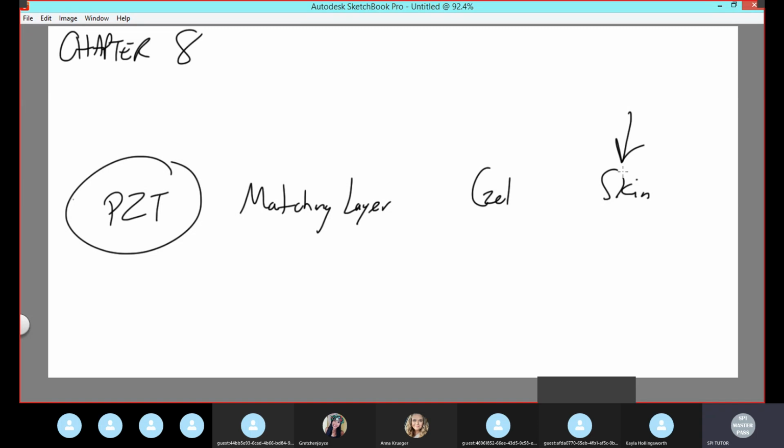And then, okay, once it's within all the tissues, that's when you start seeing reflections, and that's when your image starts being created. But first, it has to make it there. And look at this journey. The PZT is on the far left, the skin is on the far right.